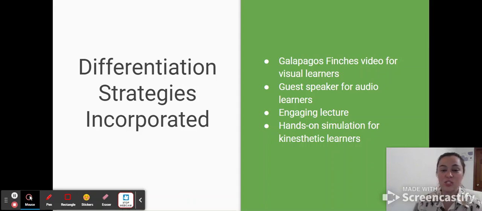The engaging lecture, where I asked students questions and really sparked those classroom discussions, and the hands-on simulation were for the kinesthetic learners. So the handout and the simulation all occur digitally, where students can manipulate, and there's no right answer. So students could try any type of manipulation with that simulation and still gather observations to support that the relatives come from a common ancestor.